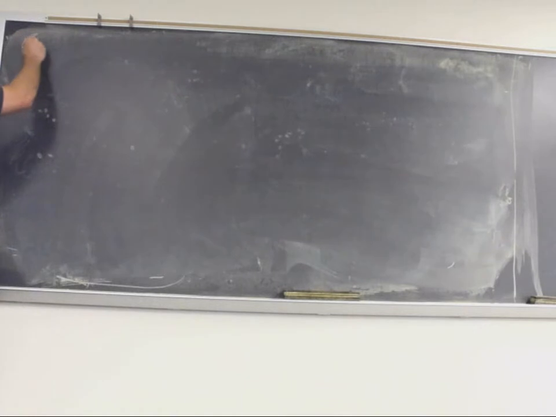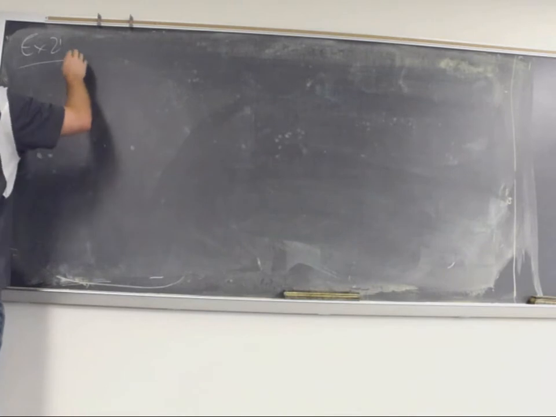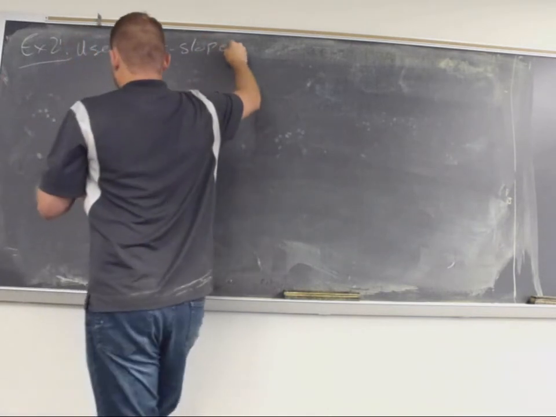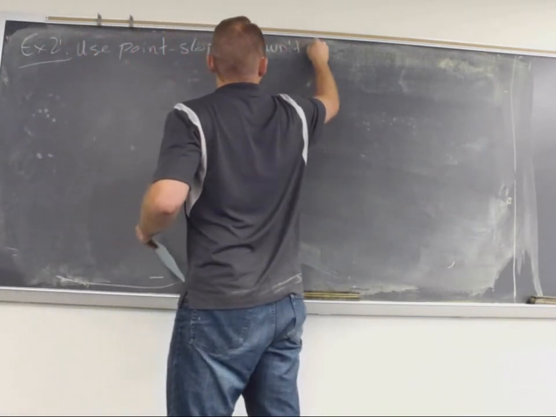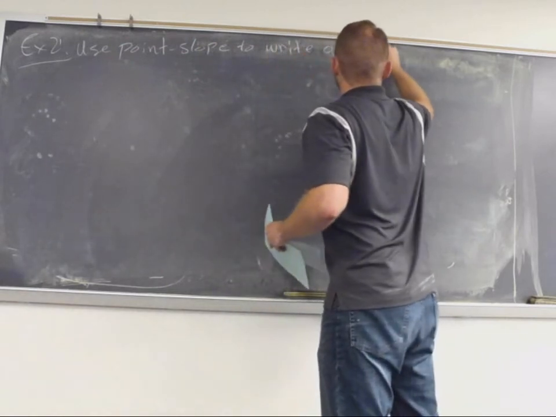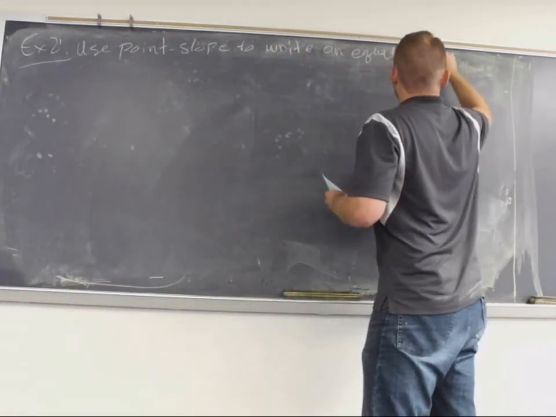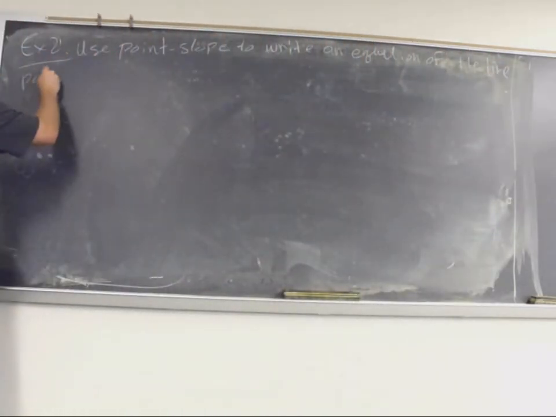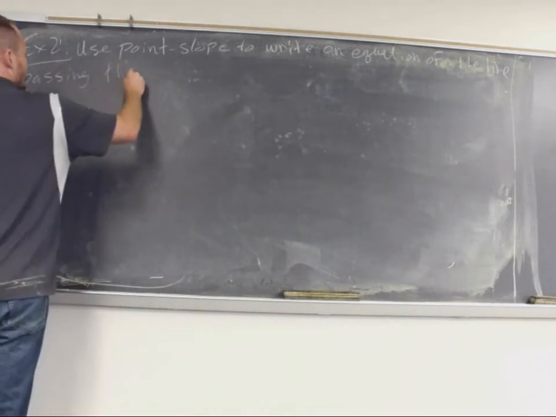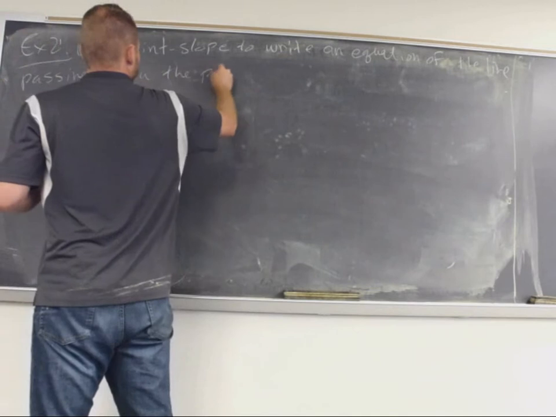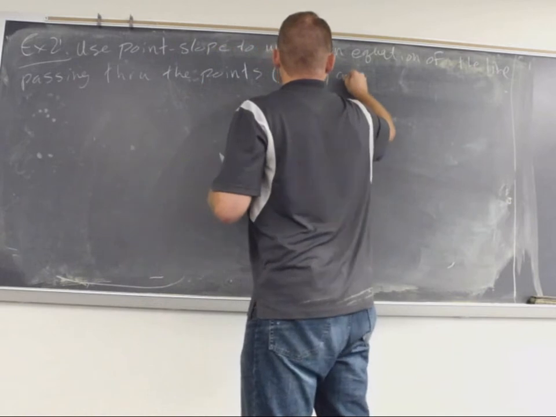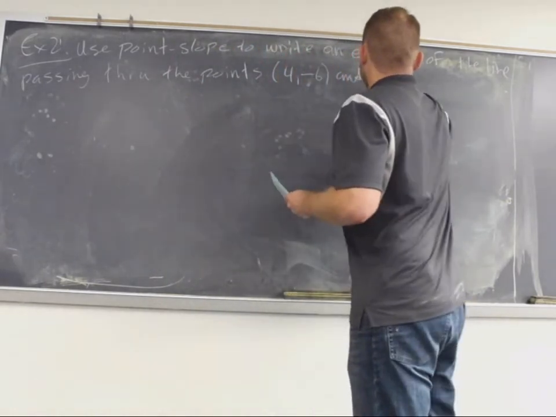All right, example 2. Use point slope to write an equation of the line passing through the points 4, -6 and -1, 2.